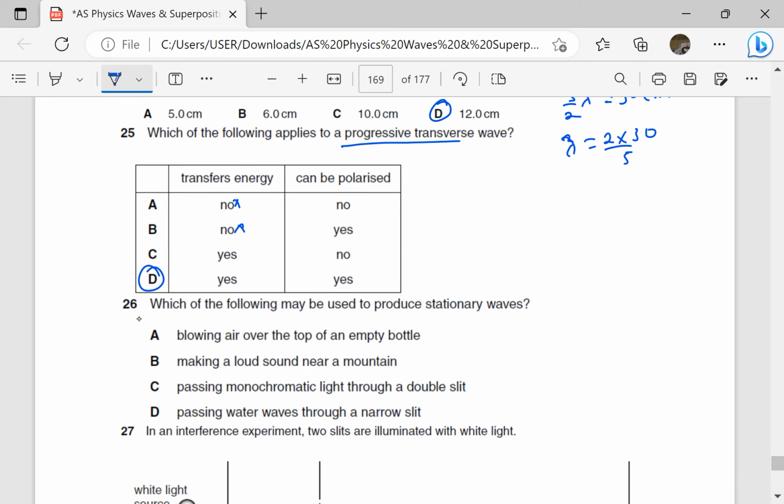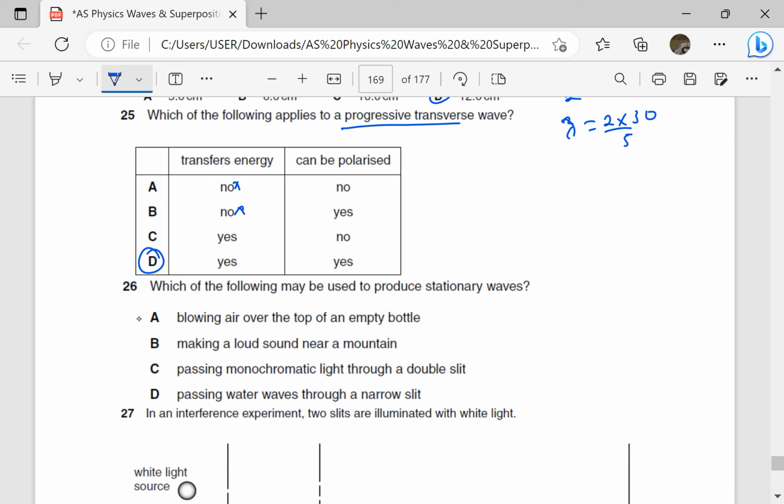Which of the following may be used to produce stationary waves? Blowing air over the top of an empty bottle, that can produce a stationary wave. Making a loud sound near a mountain, that cannot produce a stationary wave. Passing monochromatic light through a double slit, that cannot produce a stationary wave. Passing water waves through a narrow slit, that will not produce a stationary wave. So a stationary wave can be produced by blowing air over the top of an empty bottle. Resonance will occur.